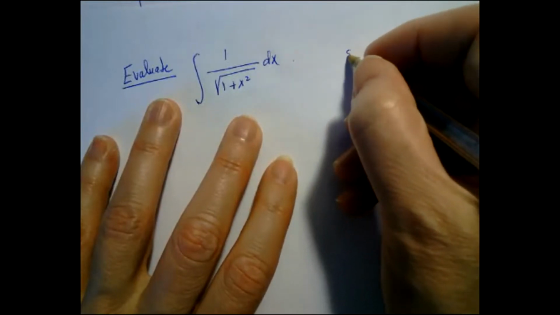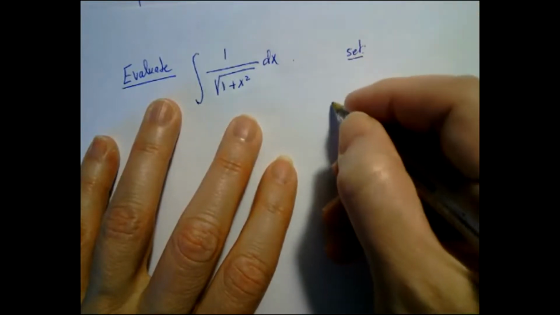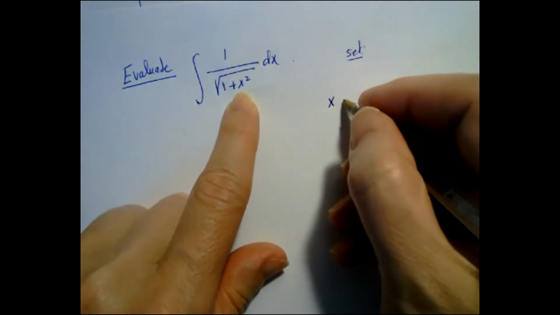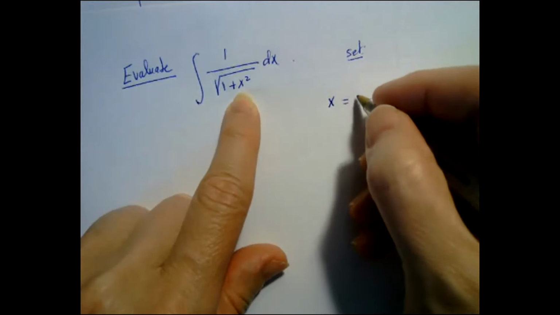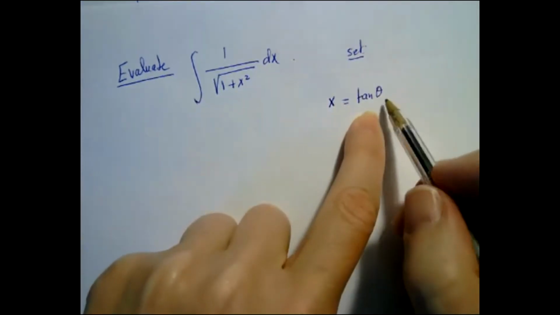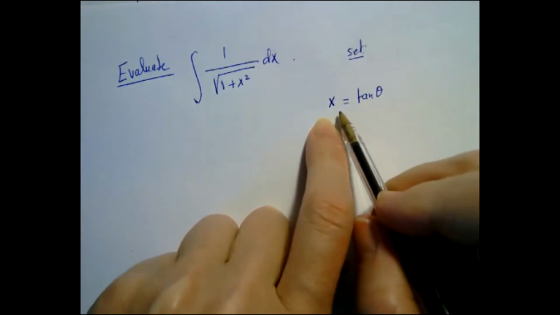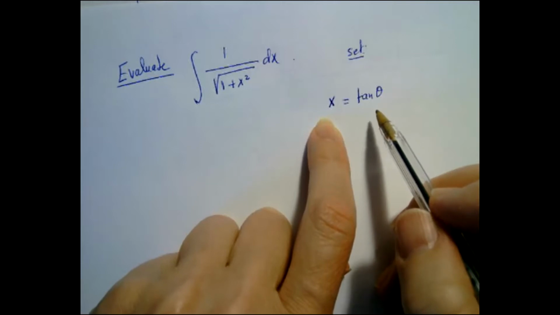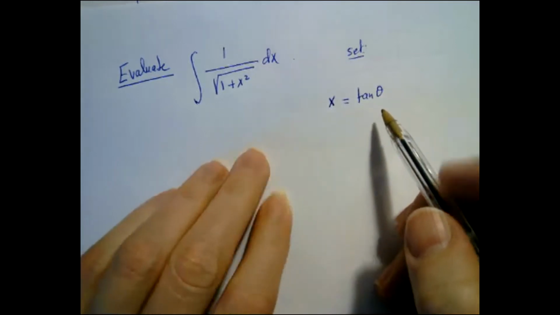I'm going to set x, which is my old variable, to be tangent theta. So theta will be my new variable, and I'm going to set x to be tangent theta. And we'll see what's the benefit of that.